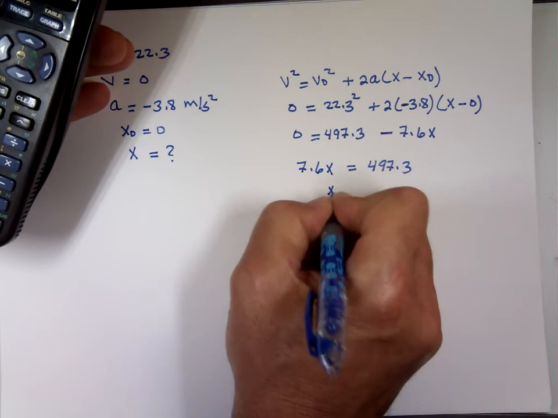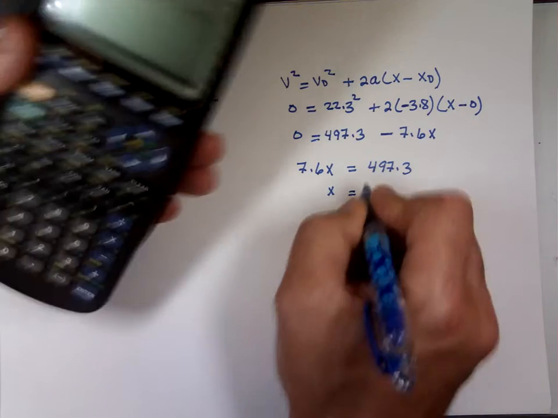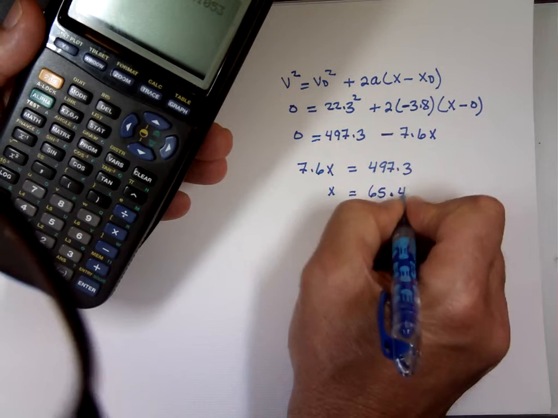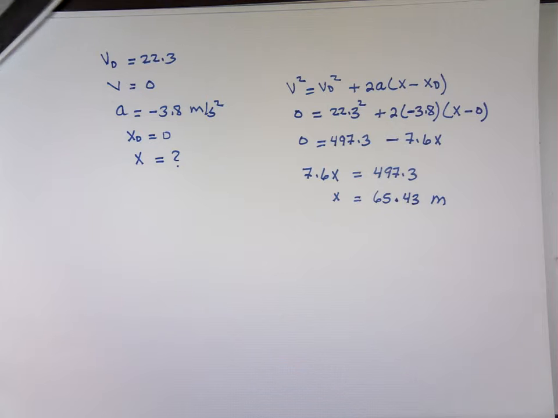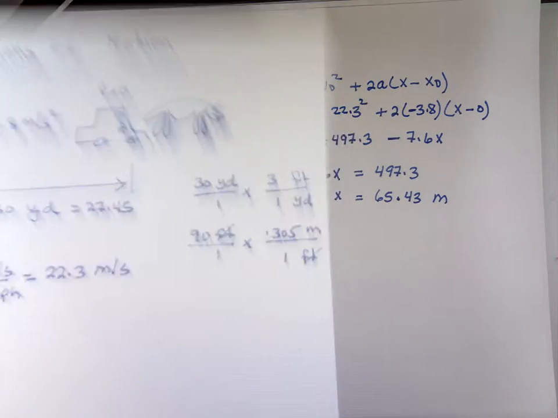Can we get what x is? 497.3 divided by 7.6. It's 65. That deer is history. It's going to take the car 65.43 meters to stop, and the deer is only 27 meters away from us. You're going to hit it.